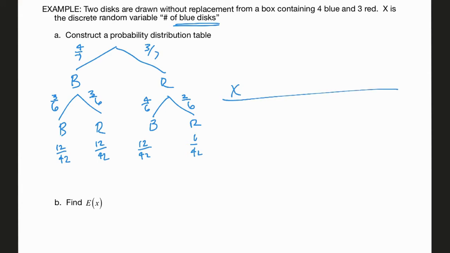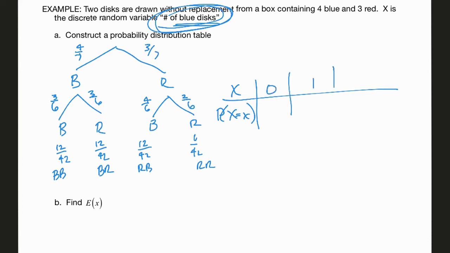What are the possible number of blue discs? Well, here you get blue, blue. Here you get blue, red. Here you get red, blue. And here you get red, red. So we could have no blue discs. We could potentially have 1 blue disc, or we could have 2 blue discs.